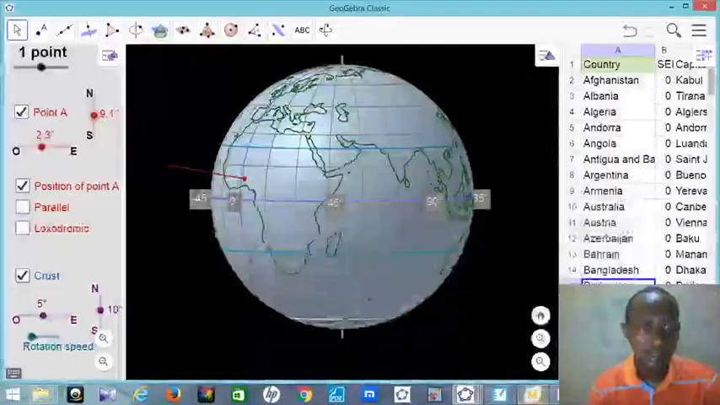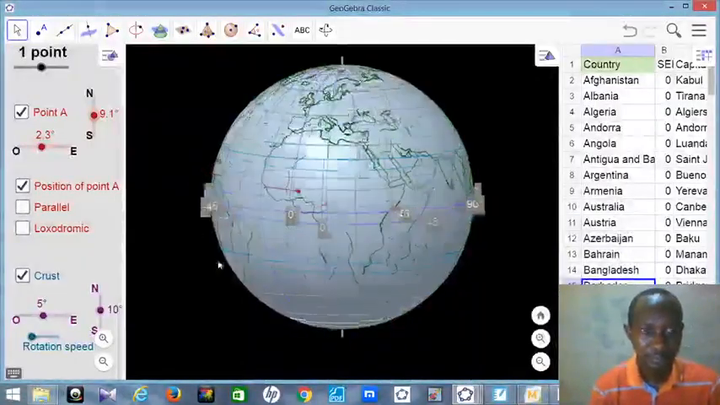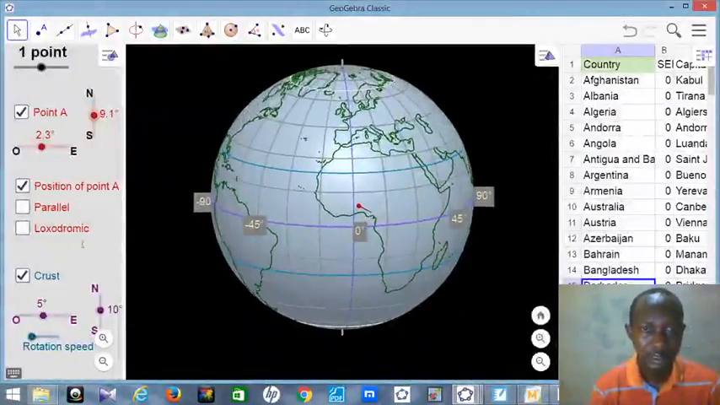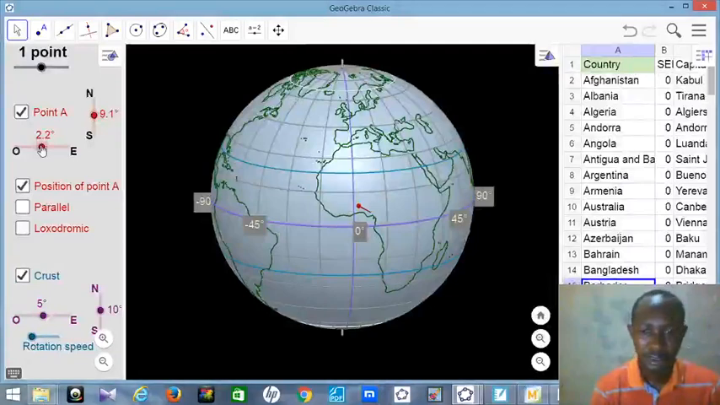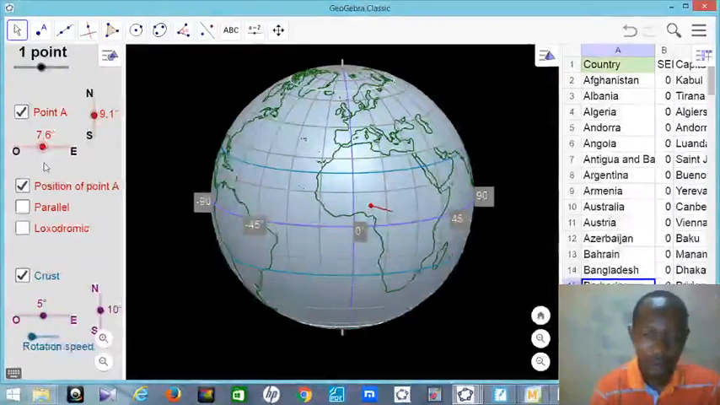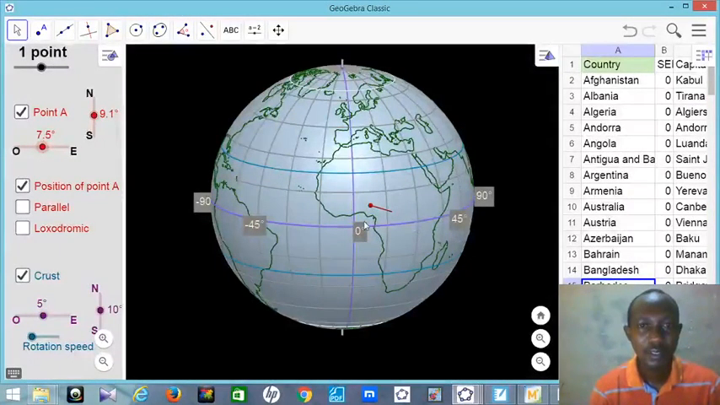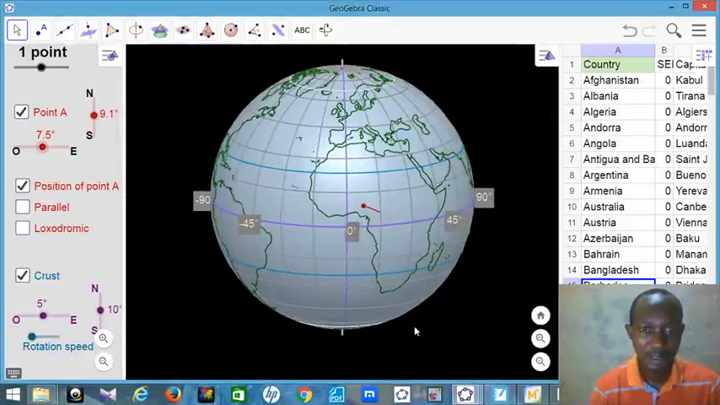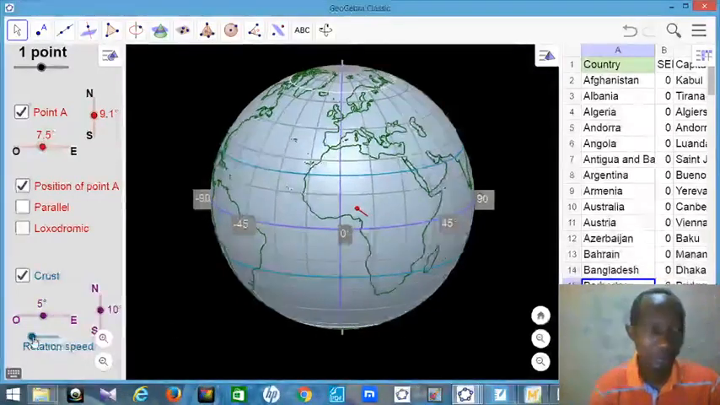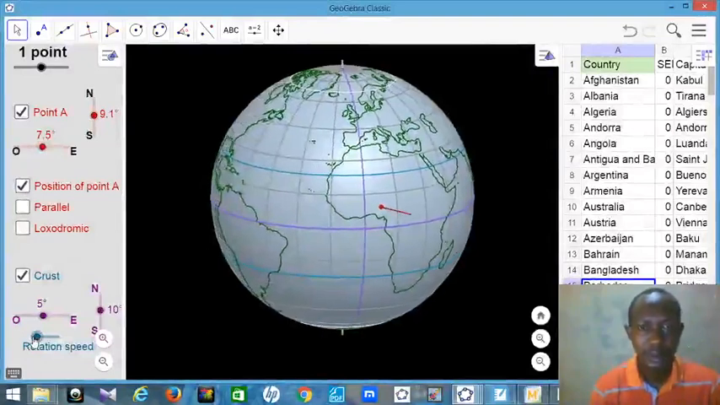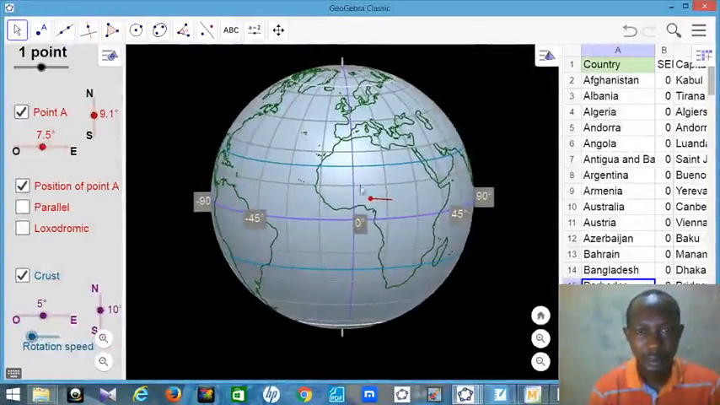So all I need to do here is, okay, let me get the point. This is 7.48. Just watch. 7.48, which is 7.5. So this is 7.5. So this is where Abuja is located on the world map. Yes. So Abuja is located there.